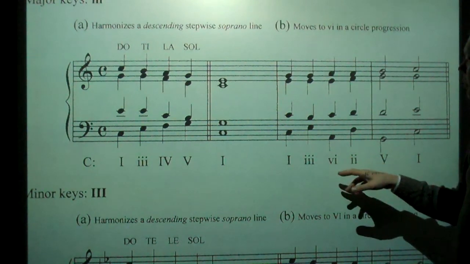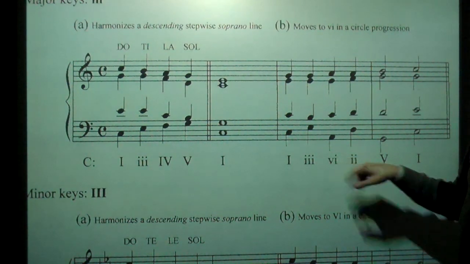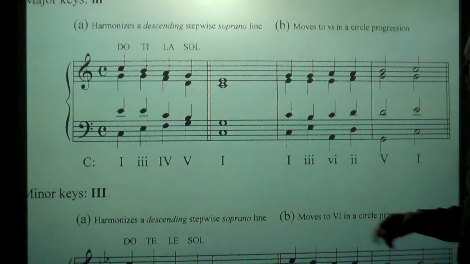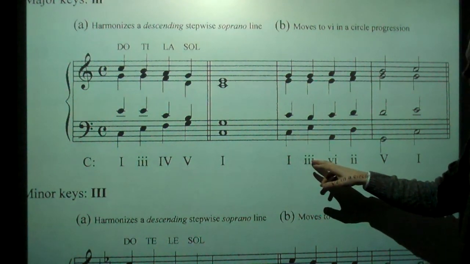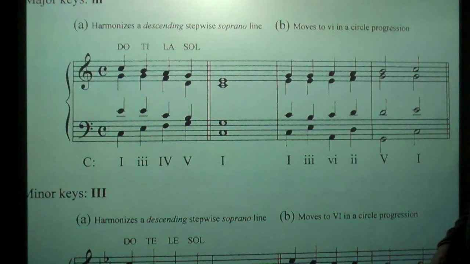Please also note and be aware that the 6 chord is a regular predominant. So once again, the 3 chord is acting, even in this case, as a predominant when it moves to 6.